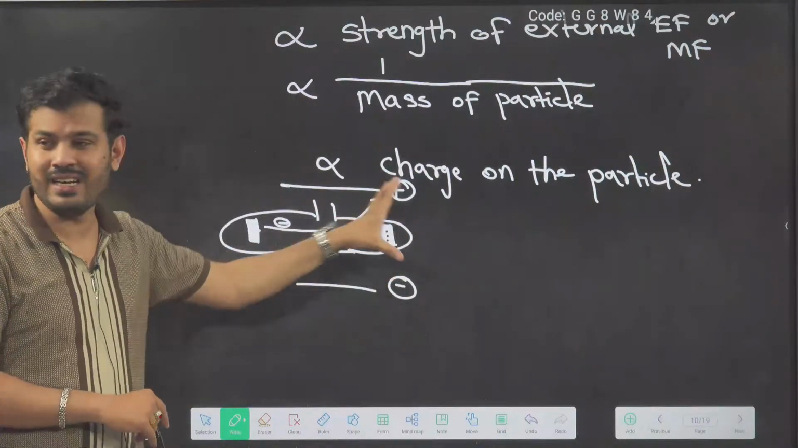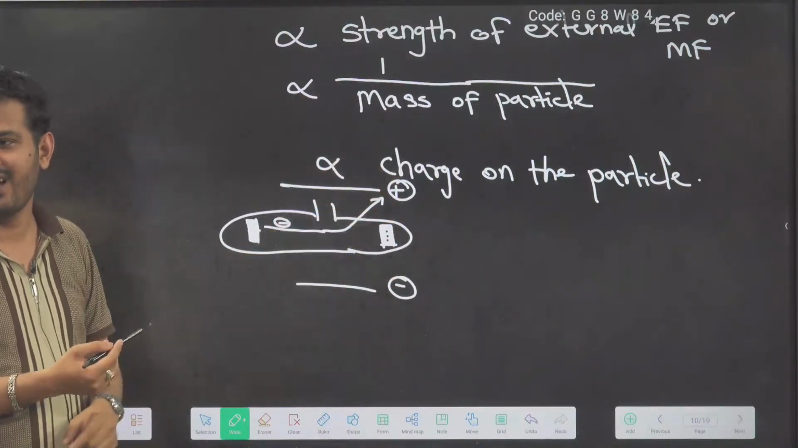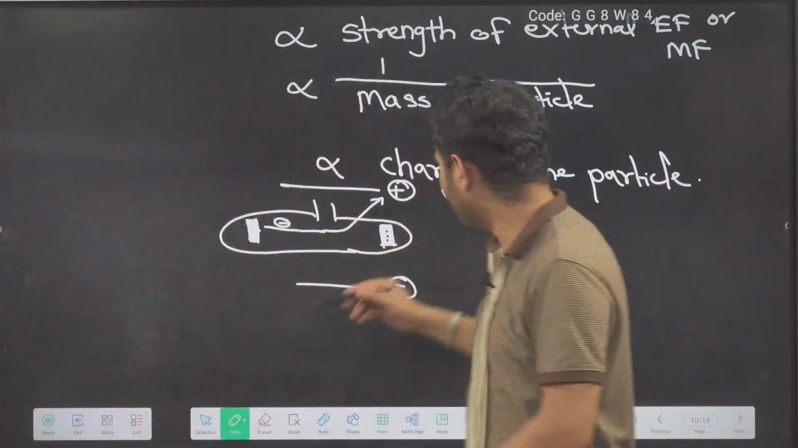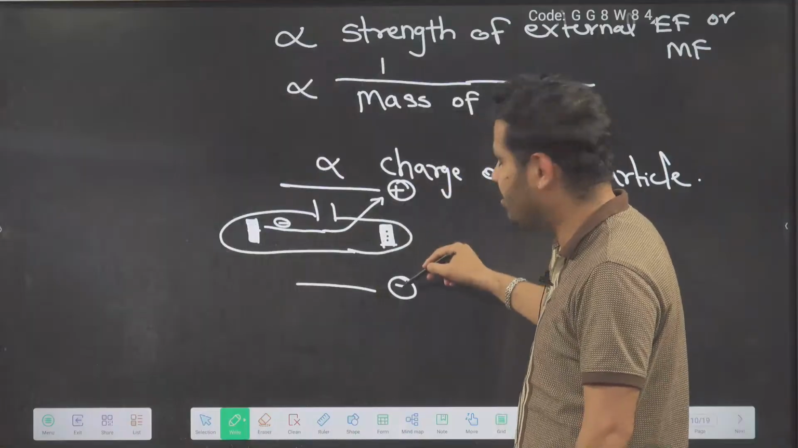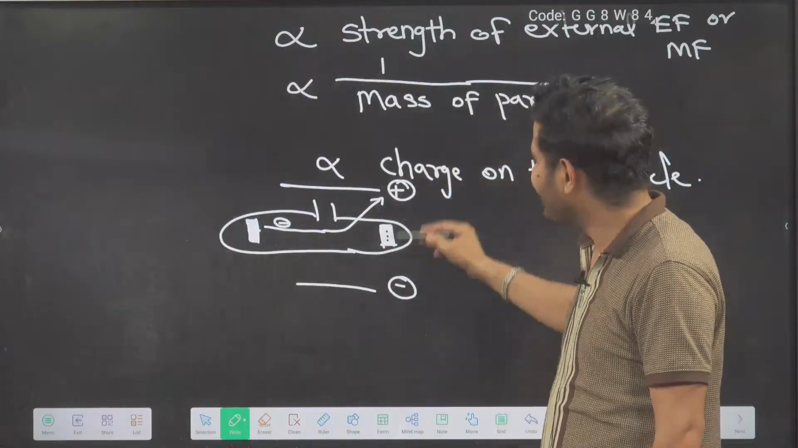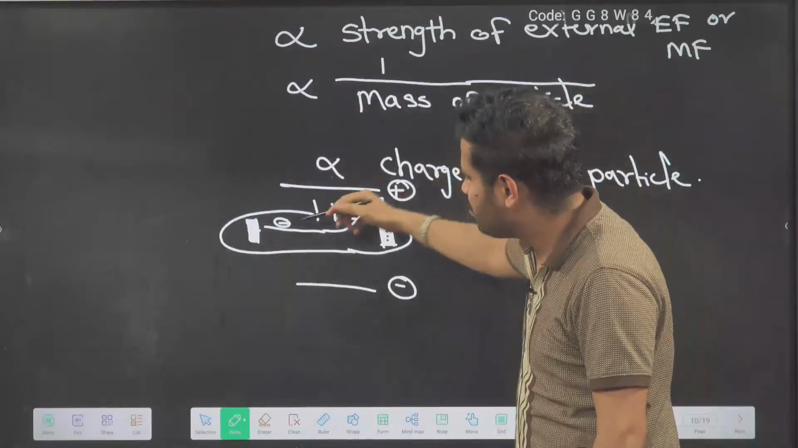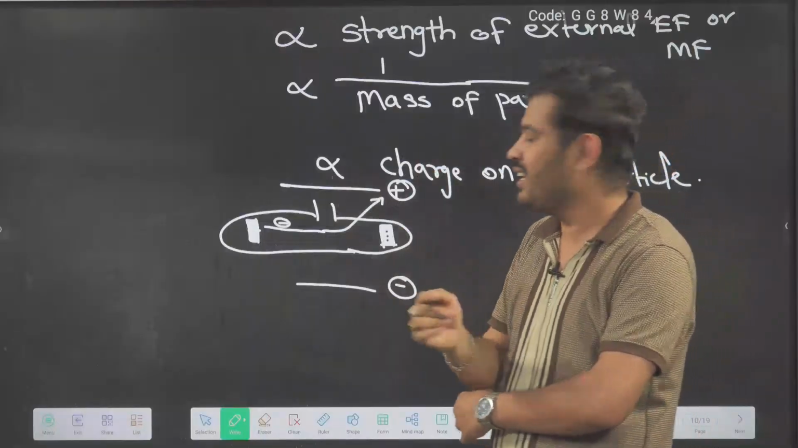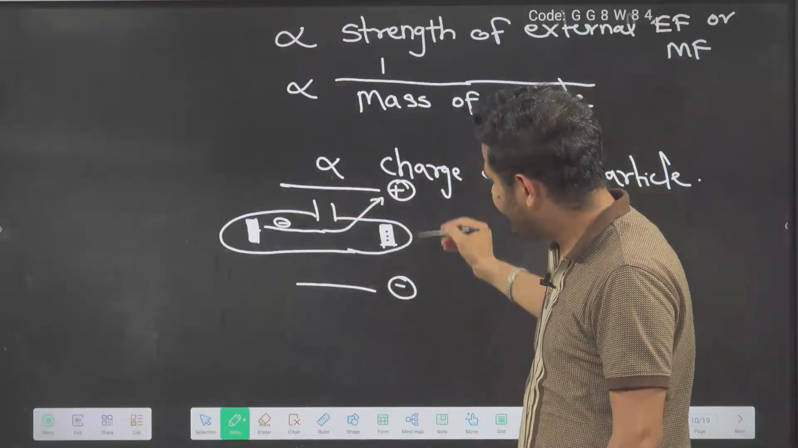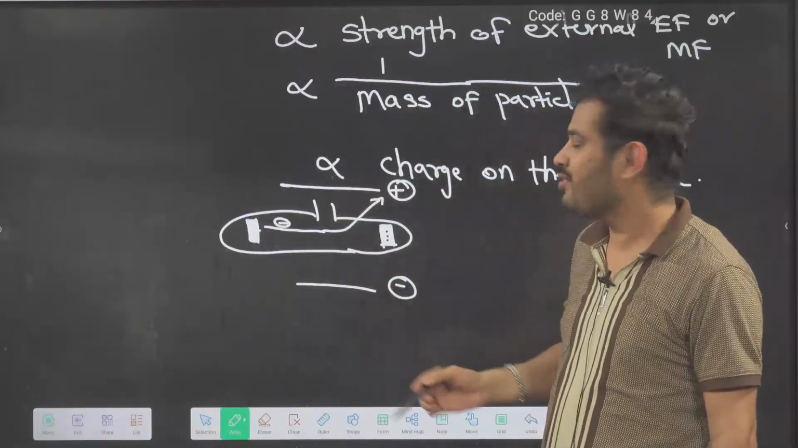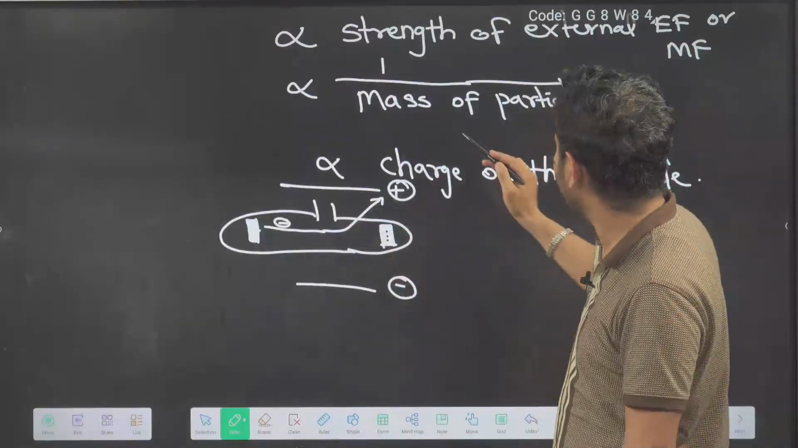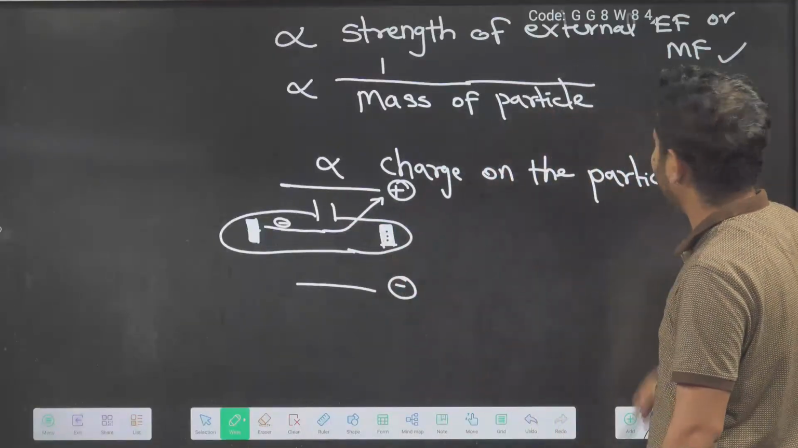Electric field means basically how much potential difference we are creating, how much charge is there. If there is more electric field, we can say more positive charge and more negative charge across these terminals. More positive charge will attract the negative charge more. So the greater the charge difference across the terminals of the electric field, the more the deflection. That is the first point: strength of the external electric or magnetic field.